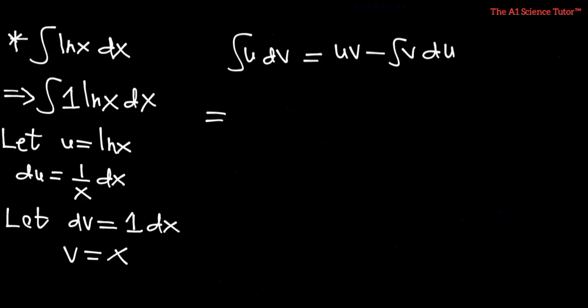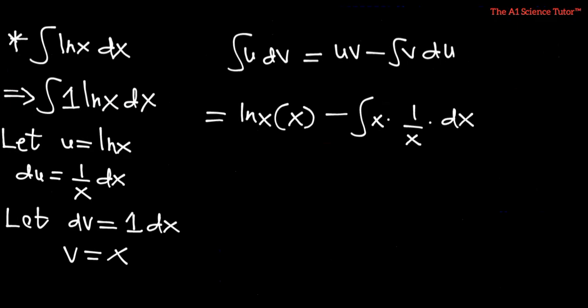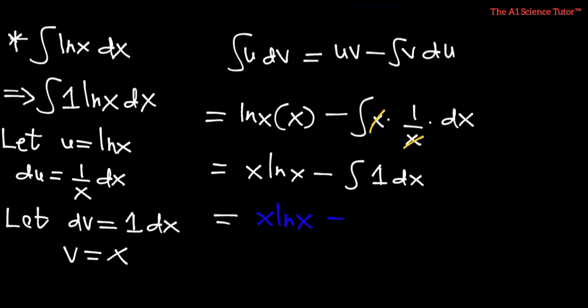So I just need to place everything within this formula. That is going to be ln x multiplied by x, minus integral of v. Now v, we know that is x. And du, that is going to be 1 over x multiplied by dx. Now obviously this is going to get cancelled. So that should give us x ln x minus integral 1 dx. Now we already know that the integral of dx is basically going to leave us with an x. So this will be the answer to the question: x ln x minus x plus c.